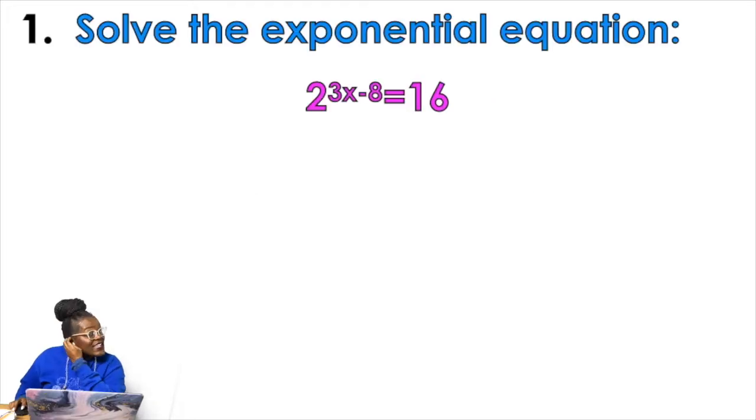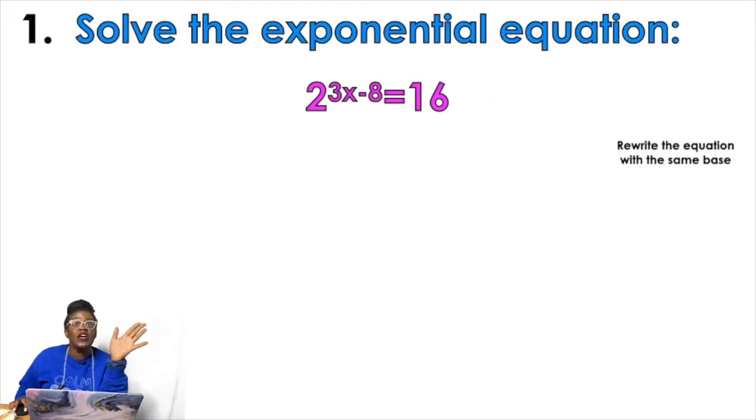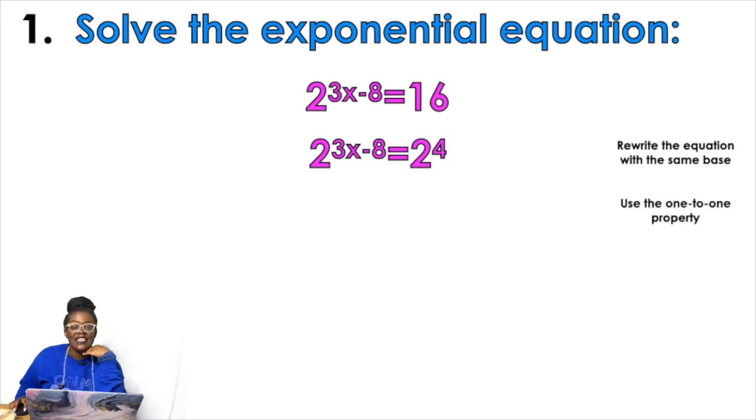Okay, so to solve an exponential equation, the first thing you want to do is rewrite the equations with the same base, because it's all about that base. Basically, I would take the 16 and change it into 2 to the power of 4. That allows me to use the one-to-one property, which says that if my bases are the same, then my exponents are equivalent. So we're going to make our exponents equivalent.